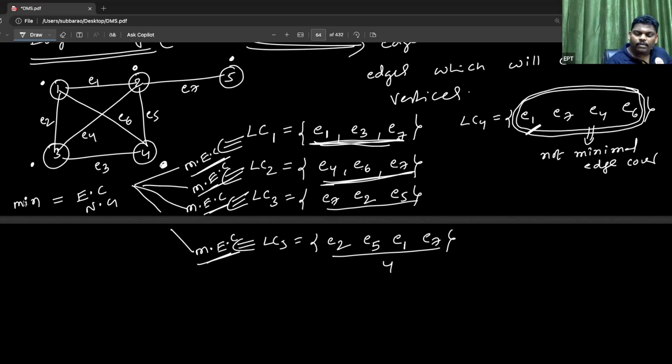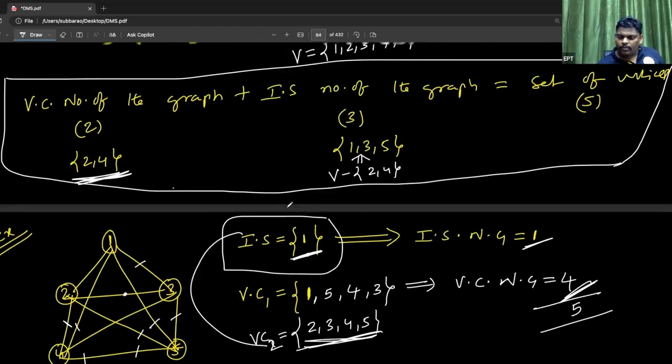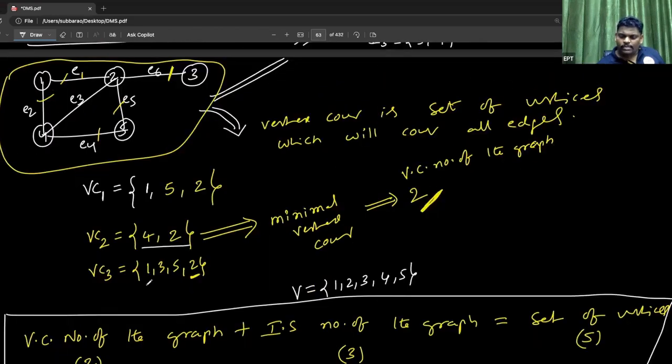Among all of them, whichever is minimum, that minimal one contains 3 edges. That is called the edge cover number of the graph. You may ask, sir, should I take minimal or maximal? What is your goal? Covering all vertices with fewer edges. Fewer edges is good, so take the minimum. The vertex cover is also the same: among all of them, take the minimum. Here it is 2, and the other is 4, so the minimal is 2.